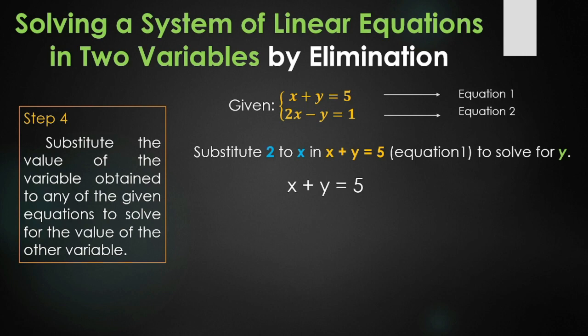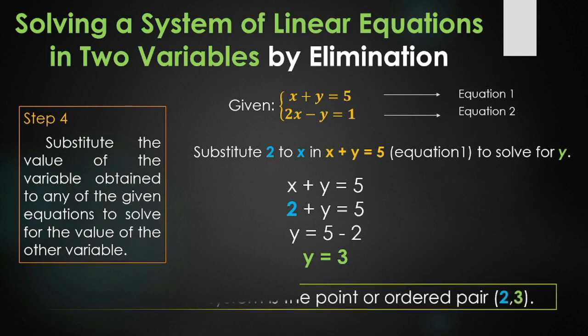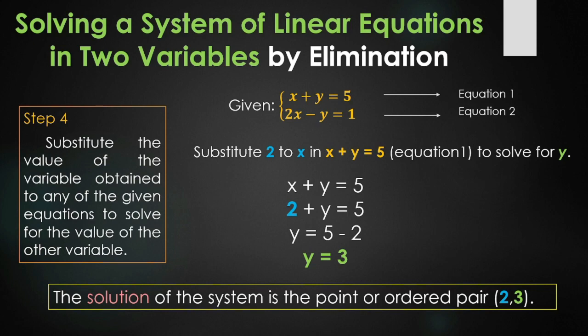So again, we use the first equation, x plus y equals 5. We are going to substitute 2 to x. So we have 2 plus y equals 5. y equals 5. We transpose 2. That's why it becomes negative 2. And we subtract 2 from 5. So 5 minus 2 is 3. So the value of y is equal to 3. Now, we have already the value for x, which is 2, and the value for y, which is 3. Therefore, we already have the solution of the system. And the solution of the system is the point or the ordered pair 2, 3.